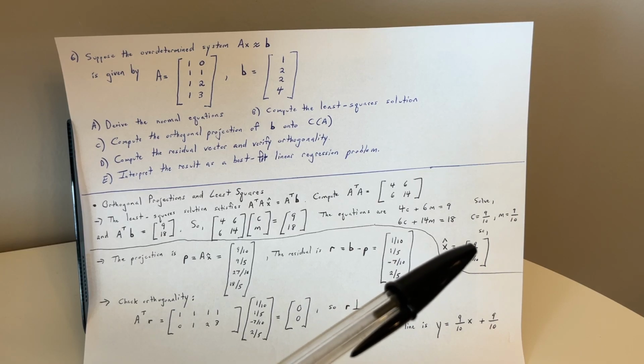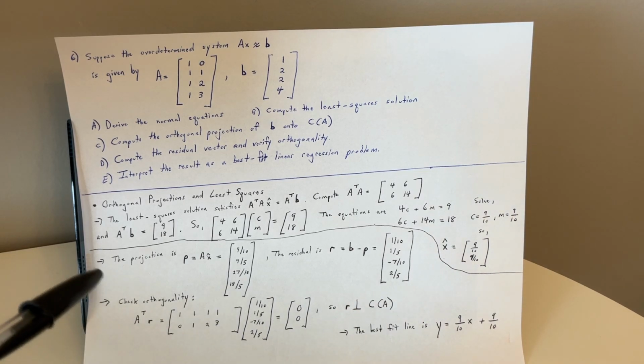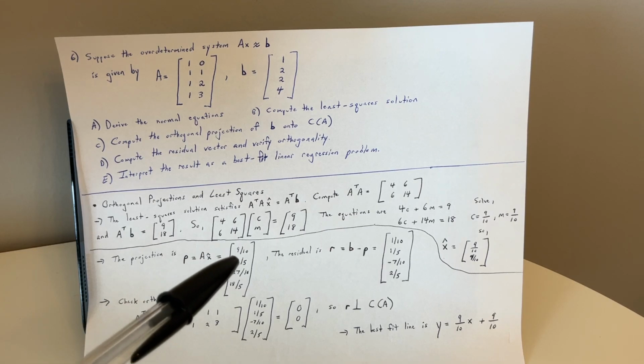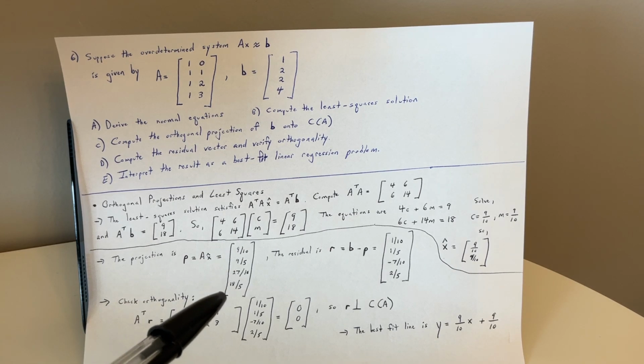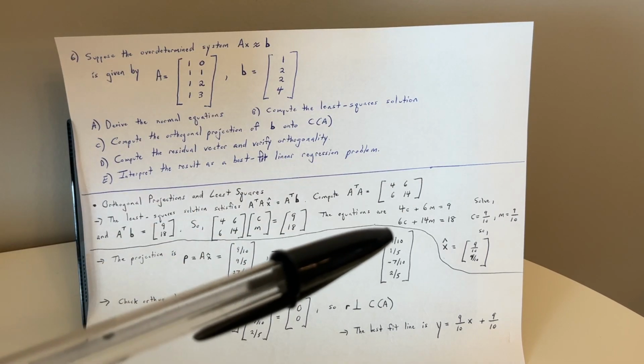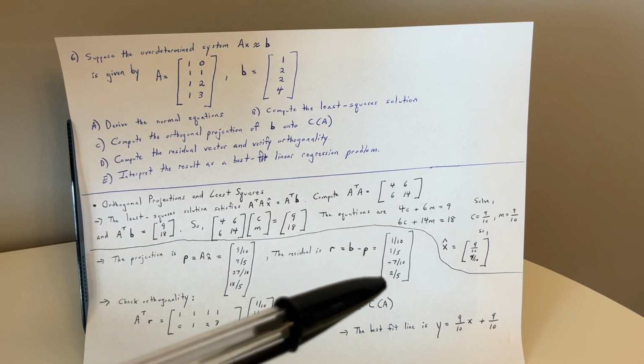So X hat is 9/10, 9/10. The projection is P equals A X hat equals 9/10, 9/5, 27/10, 18/5. So the residual is R equals B minus P. That's going to be 1/10, 1/5, negative 7/10, 2/5.